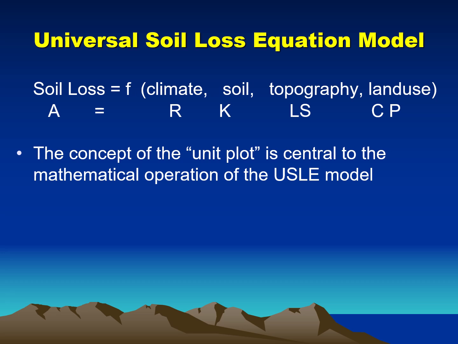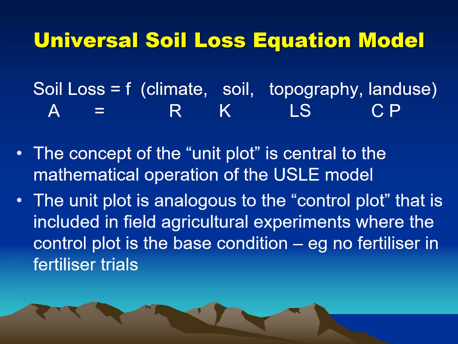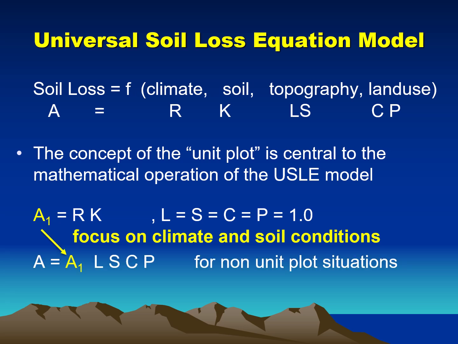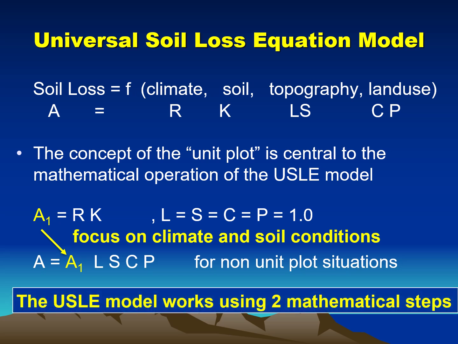The concept of the unit plot is central to the mathematical operation of the USLE. The unit plot is analogous to the control plot that's included in field experiments, where the control plot is the base condition. In the case of the Universal Soil Loss Equation, the unit plot focuses on climate and soil conditions. Once that has been dealt with, then the other factors come into play to account for non-unit plot situations. Consequently, the USLE model works in 2 mathematical steps.